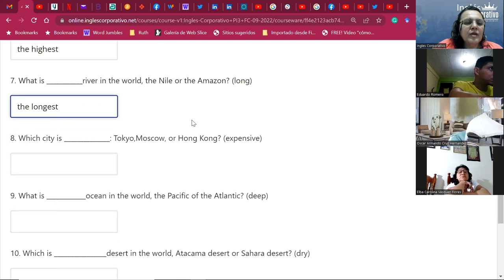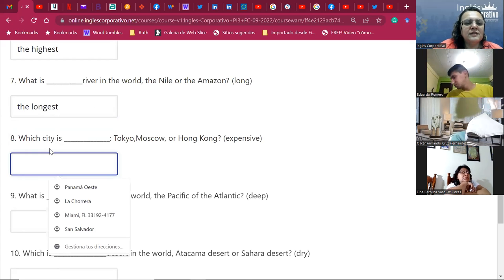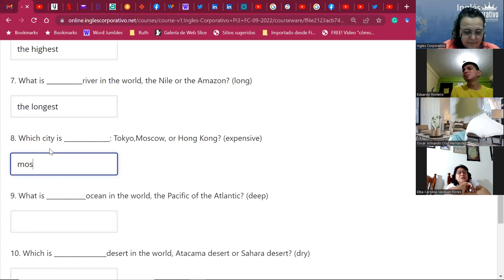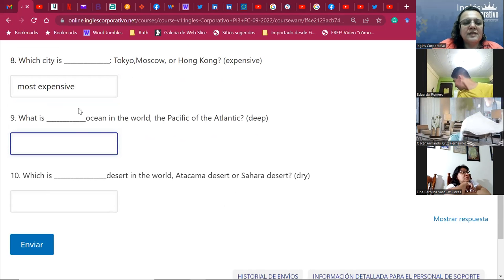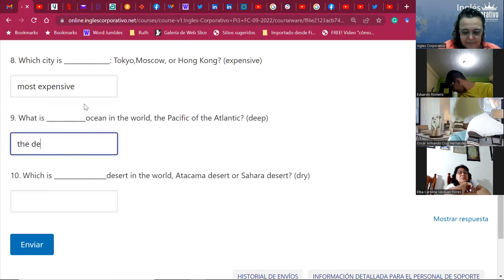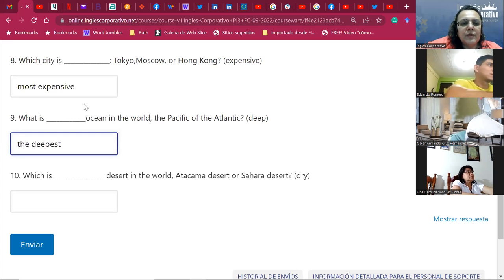The Amazon. Which city is the most expensive? Tokyo, Moscow, or Hong Kong? What is the deepest ocean in the world? The Pacific or the Atlantic?